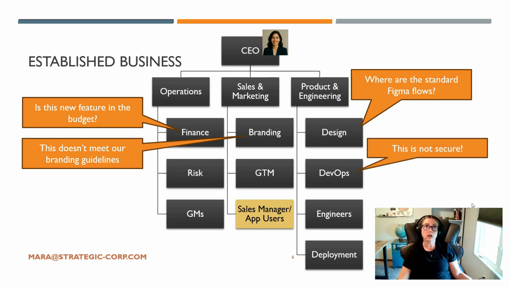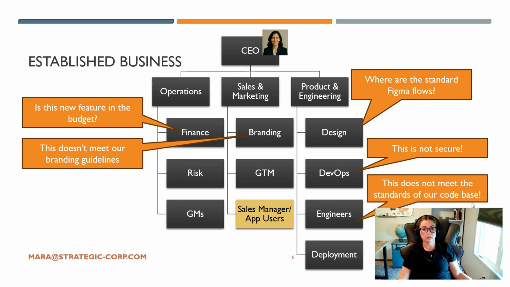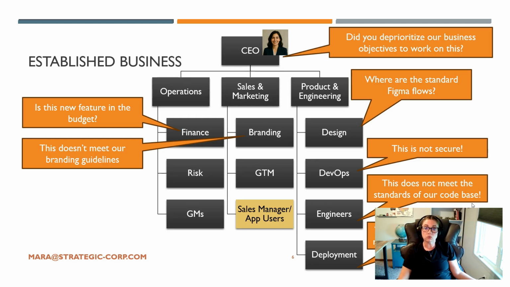DevOps is going to be super unhappy. This is not secure. It is not ready for our environment. Engineers, they're going to state, this doesn't meet our standards of our code base. In fact, it might not even be in the code that we use. Deployment, they don't have room in their release schedule or maybe their release train for X number of weeks. There's no way that they can fit in a new product. And worst of all is your leadership. They might want to know, did you deprioritize objectives to work on this? You are going to have so much pushback if you do not communicate up front.